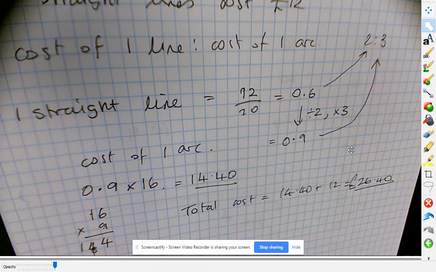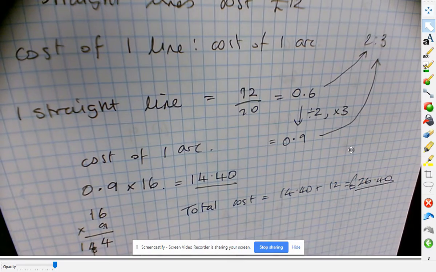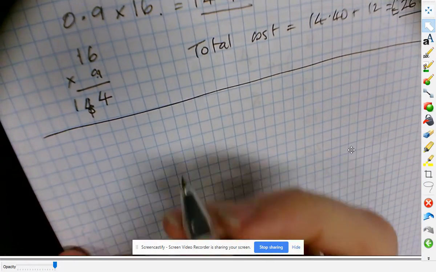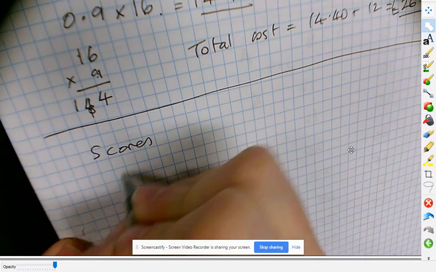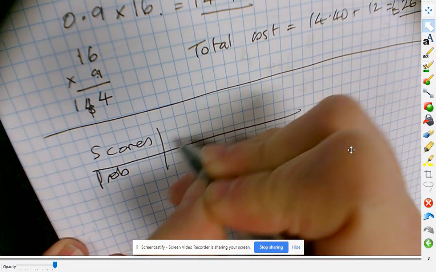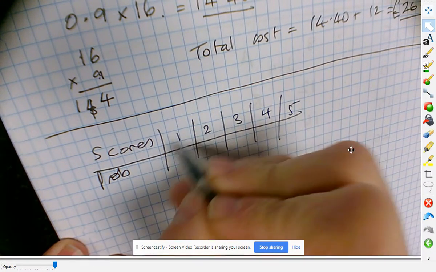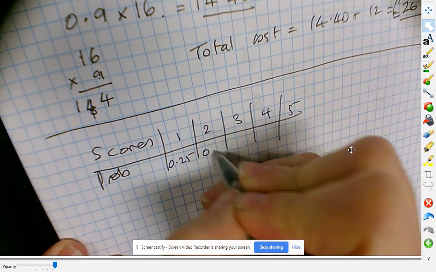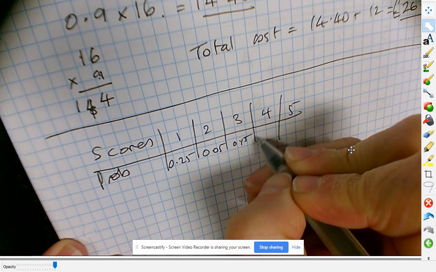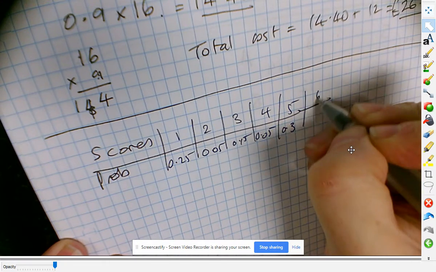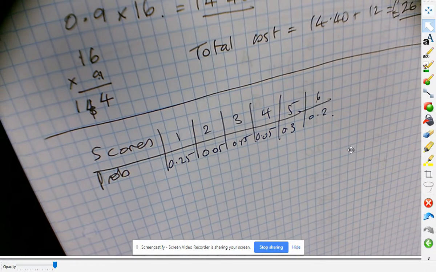So, next question, probability-based question. It's actually a really easy probability-based question. You're given some scores and some probabilities. And we've been given all of these in the table. I'm writing them all down, but I don't actually need them all. I just need the odd ones.